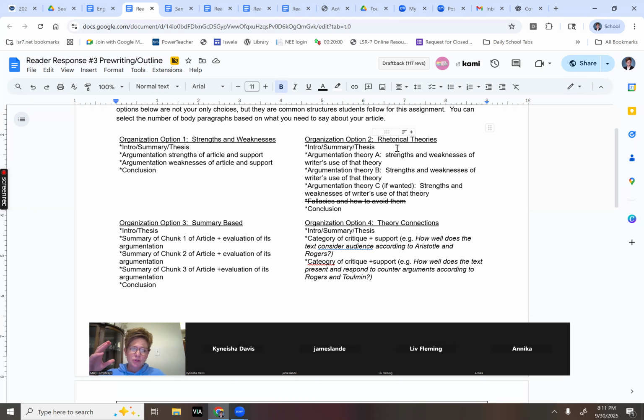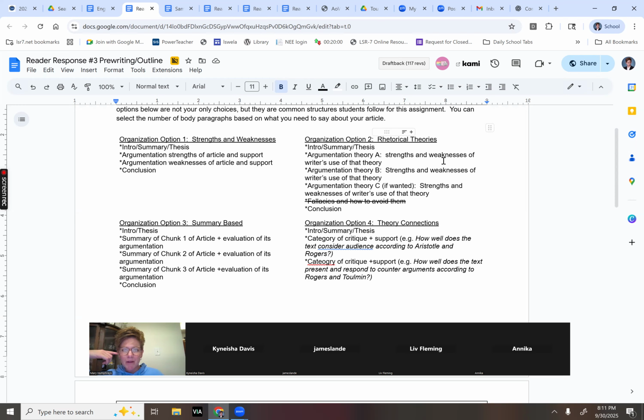Again, it's going to start with the intro, summary, thesis, then argumentation theory A, strengths and weaknesses. So maybe I'm going to do Aristotle first, and I'm going to say ethos and pathos are a huge strength. The weakness, though, of Aristotle's might be the logos. Maybe it's lacking the statistics and data. Then I'll go into argumentation theory B. I'm going to go into Toulmin, right? I'm going to say, oh, the strength of this with Toulmin is the definite claim and support that they use. Whereas the weakness might be the rebuttal.